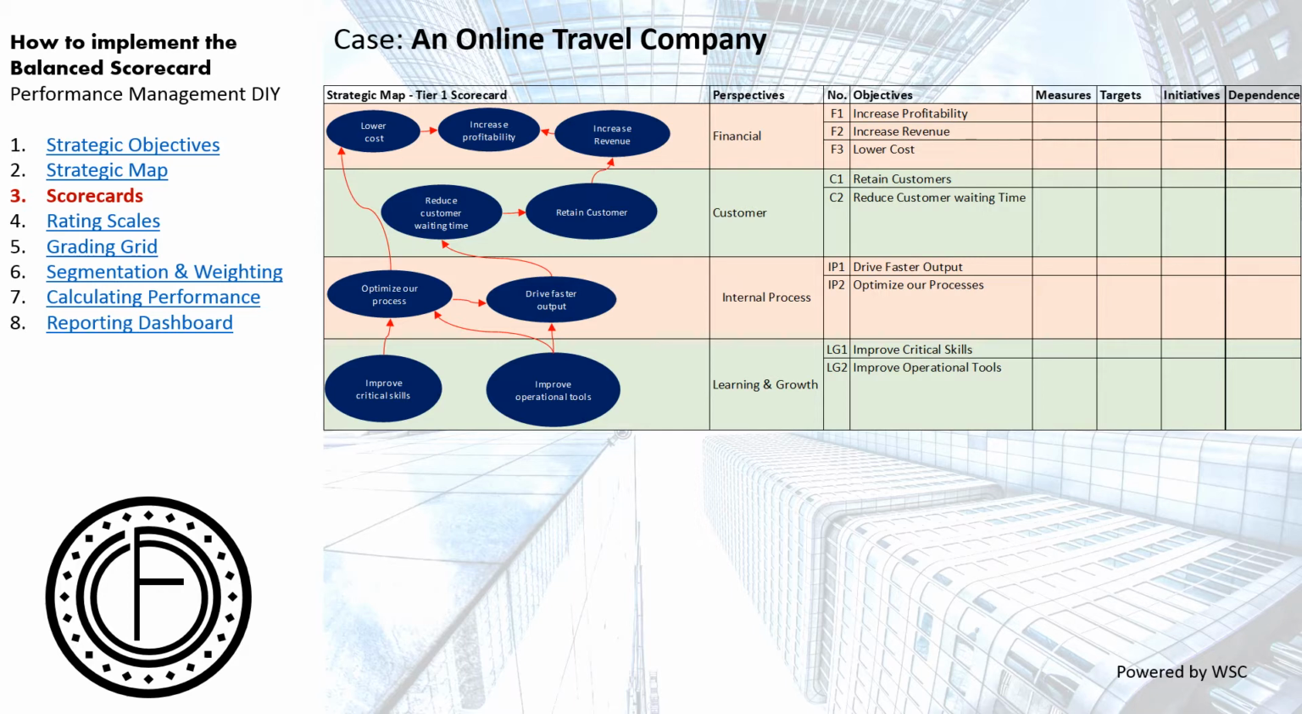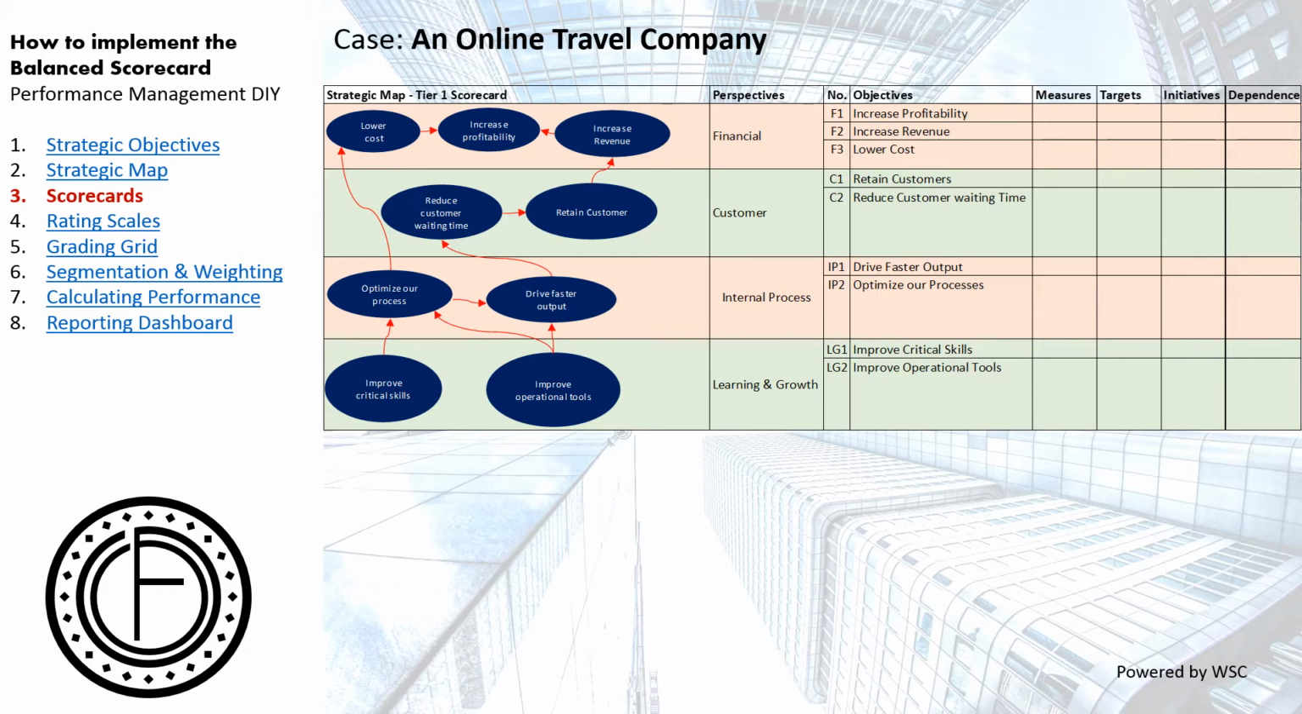Let me quickly mention that when it comes to the scorecard, the balanced scorecard, there are 3 tiers. You have tier 1, you have tier 2, and you have tier 3. Tier 1 focuses on the corporate level. Tier 2 focuses on the departments, and then tier 3 focuses on individuals.